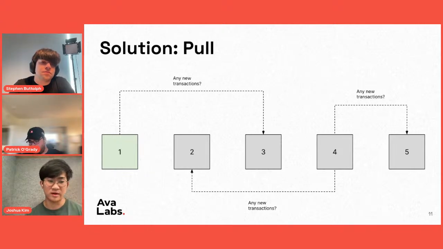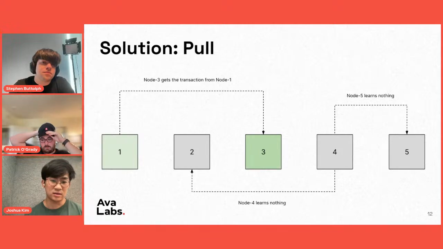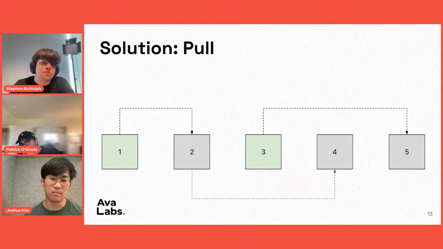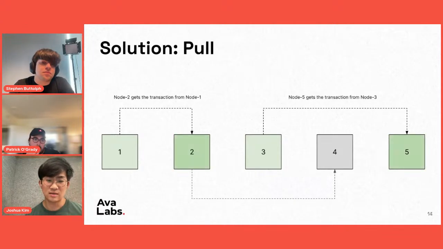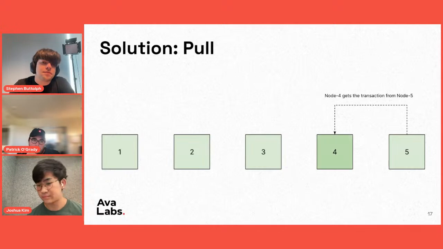In this example, only one node knows about the transaction, so most of the nodes aren't going to get it yet. Here 3 learns about it from 1. Then in the next iteration, roughly half the network knows about it, so there's a much higher chance that the transaction will be pushed across other nodes. Now 2 and 5 know about it. And then finally 4 learns about it from 5.